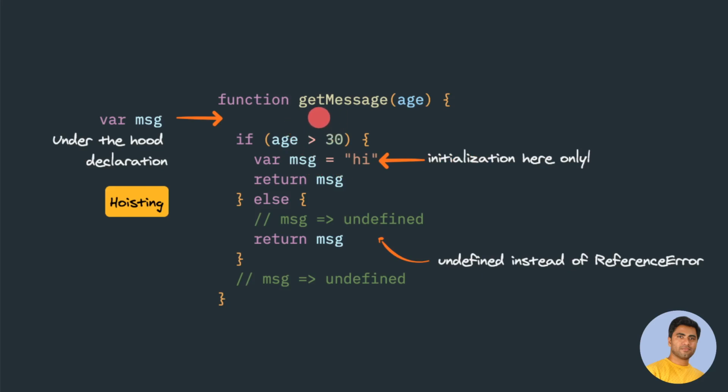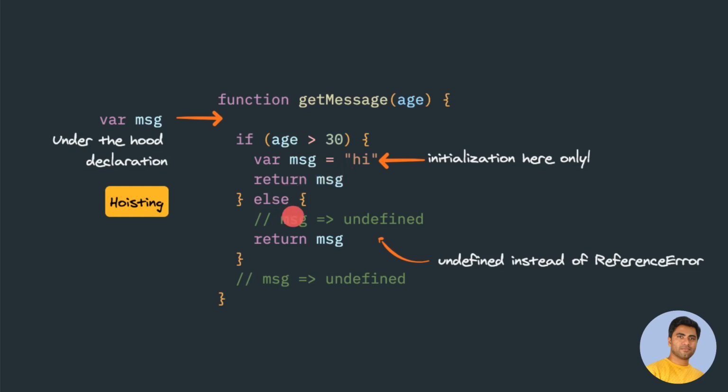For example, let's say we have a function getMessage which takes one argument, a. Depending upon one condition, we are declaring one variable, message, storing some value, and returning it. So whenever we call getMessage with a value greater than 30, for example 50, then "hi" will be returned. If you want to store it into some variable or print it, then hi will be returned.